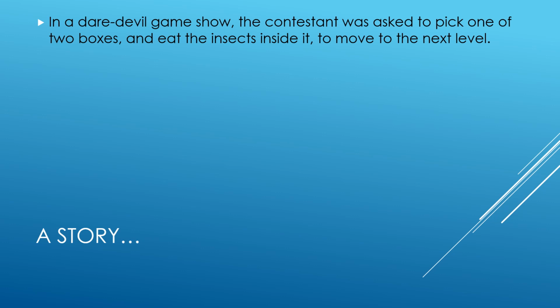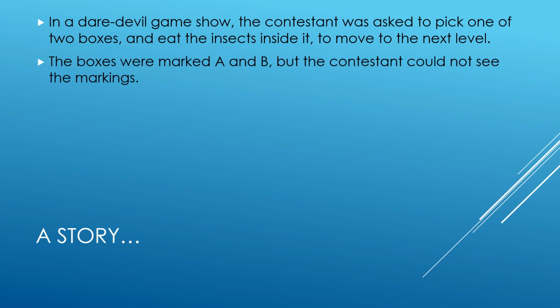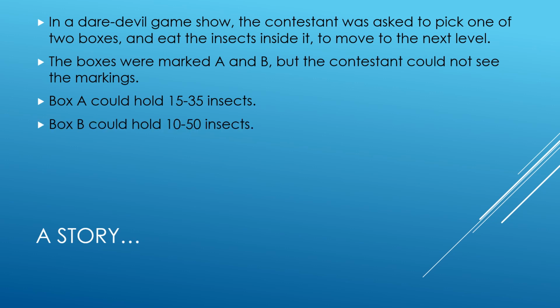Some people confuse best and worst cases with upper and lower bounds. Let us look at a story. In a daredevil game show, the contestant was asked to pick one of two boxes and eat the insects inside it to move to the next level. The boxes were marked A and B, but the contestant could not see the markings. Box A could hold 15 to 35 insects and box B could hold 10 to 50 insects, but the sizes of both boxes were the same.